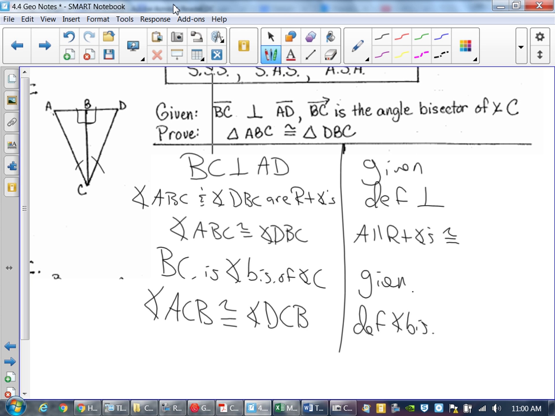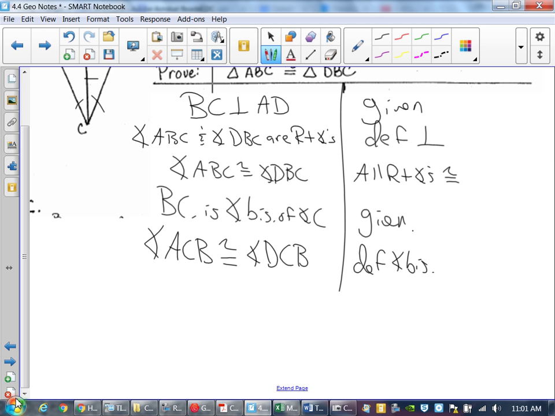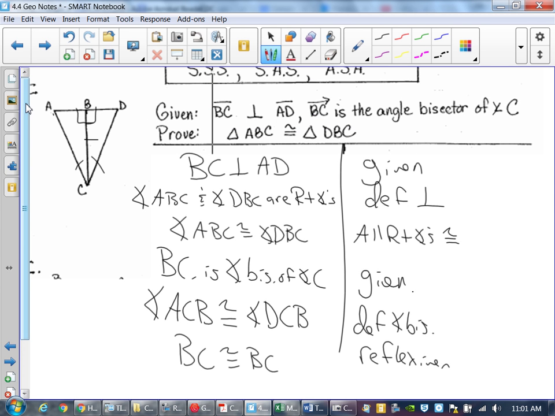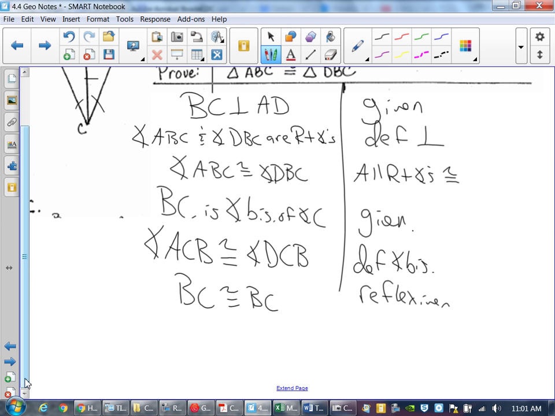So right now you've got two angles, which means you have to find a side in between them or a side after them. What side do you have? You have the reflexive side BC. It's shared between the two. What do you have according to the diagram now? Angle, side, angle.